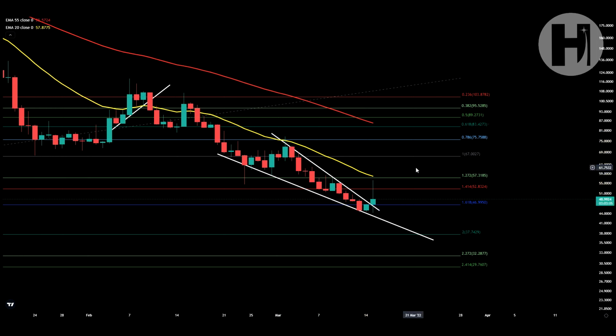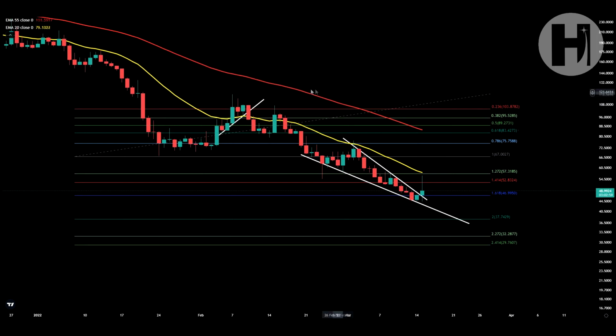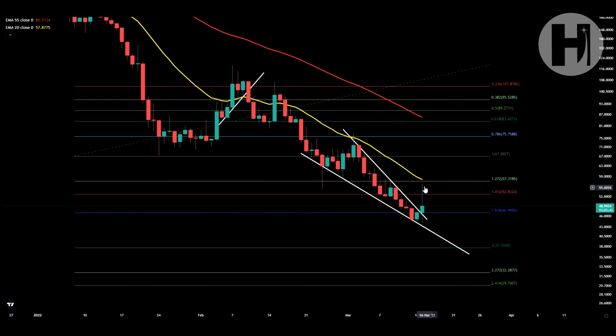I do apologize. So as you can see, we can start targeting the 20 EMA, which is the yellow line, and the 55 EMA, which is the red line. These are the two major resistance levels that we have. As you can see, we've been rejected from the 20 EMA once over here, which is where the wedge was created initially, and we had a long wick to the upside over here just today. And as you can see, that is where $57 is at the moment.